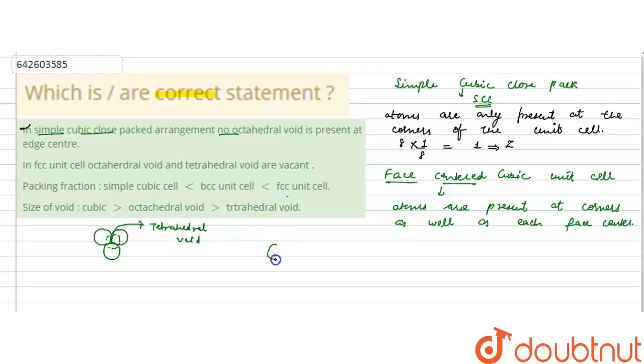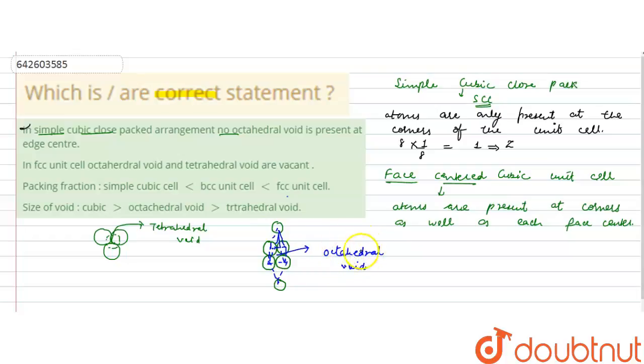And the octahedral void is formed when 6 atoms, so one atom is lying above these 4 atoms and one is lying below, so it can be represented in this 2D plane as this. So they arrange in the form of octahedron. That means this void or space that is created is known as octahedral void.